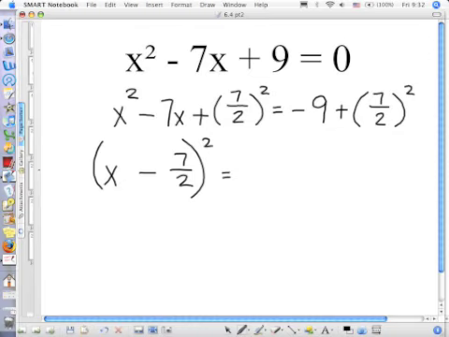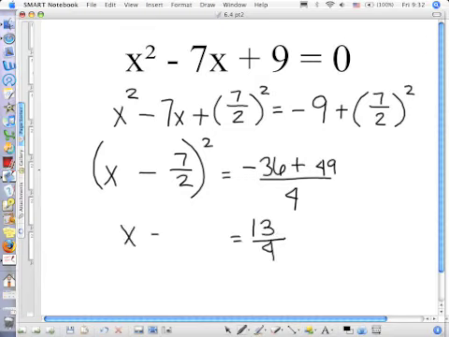Okay. Here, I'm going to square first. That gives me 49 fourths, right? And now I need to take negative 9 and turn it into something over 4, which would be negative 36 over 4. This should not be an issue. This part should be easy. All right, well, what's negative 36 plus 49? 15. So I have 13 fourths equals this.